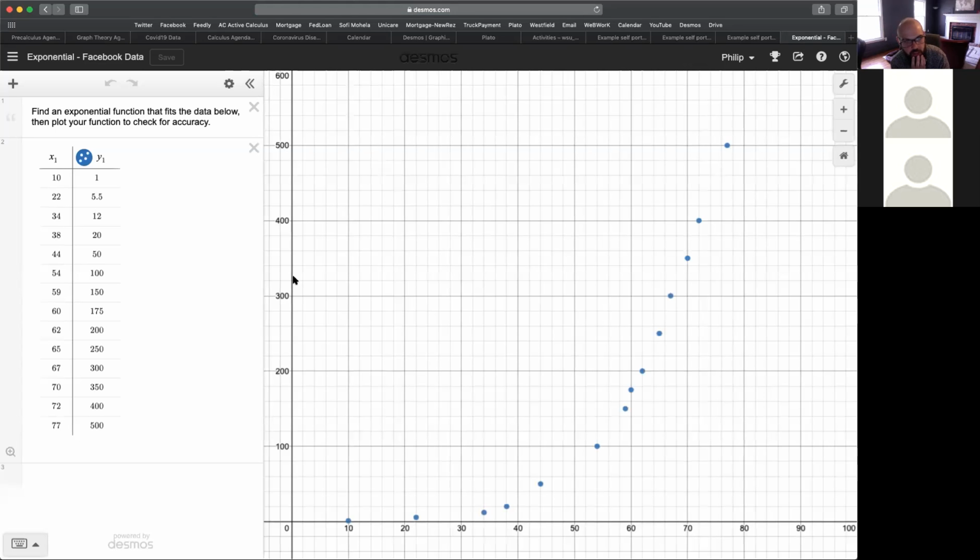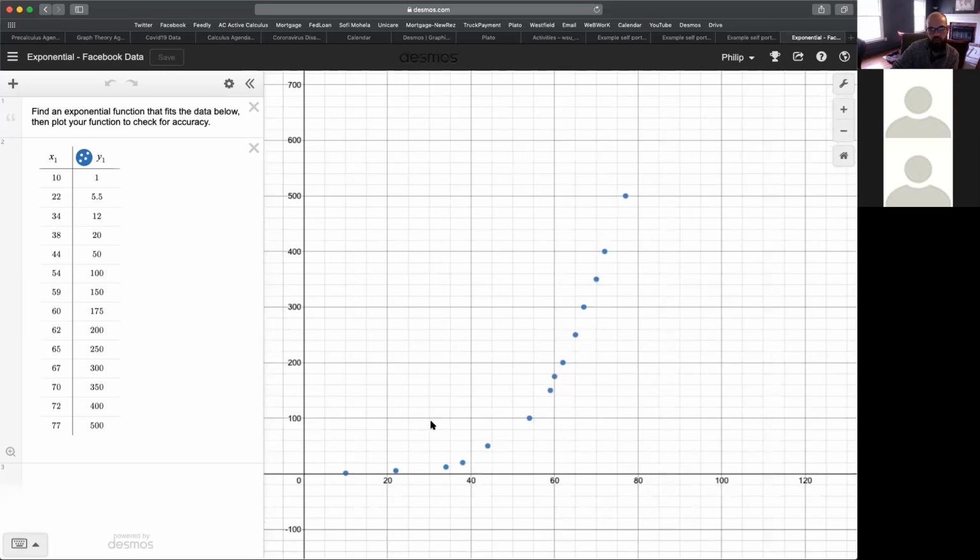What I've done for us is I took that chart and plotted it in Desmos, and if we zoom out and look at this data, we see that characteristic swoop up. It's growing like this, and that looks like an exponential function to me. Just the shape of this feels like an exponential function. So we want to use this process that we just figured out to see if we can model this data and find an exponential function that looks like this.